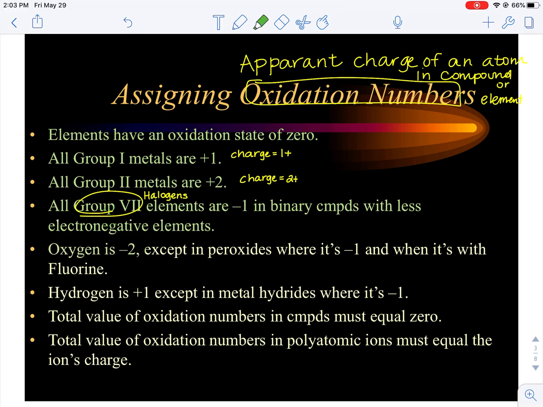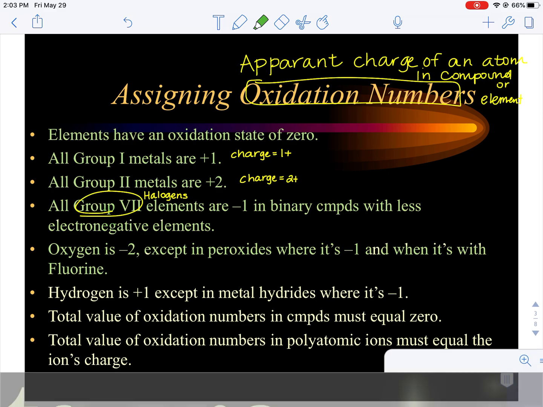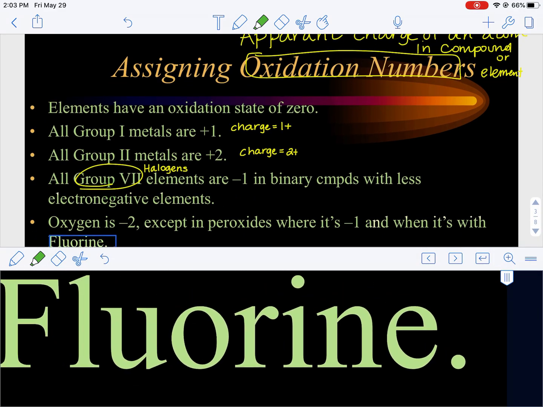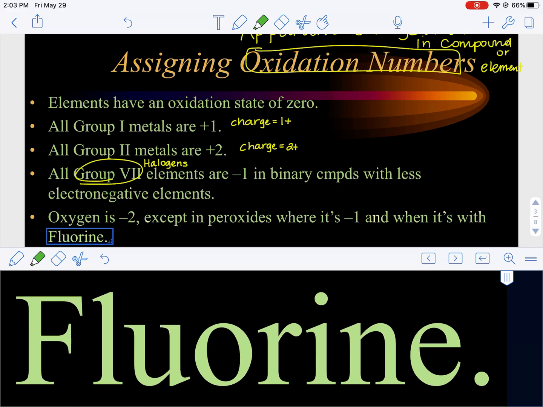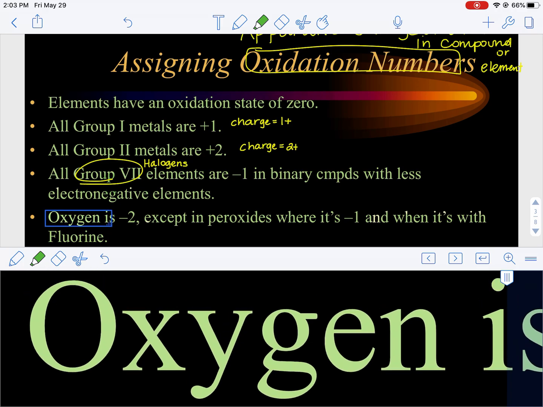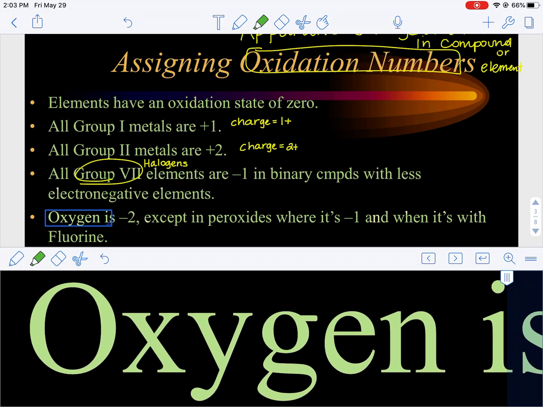Next rule. Oxygen is -2, except in peroxides where it's -1, and when it's with fluorine. That's because fluorine is our most electronegative element, so fluorine's going to be the one that winds up gaining the electrons and has a negative charge, so oxygen would wind up being positive.